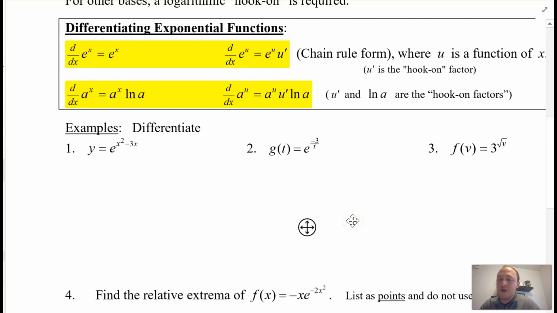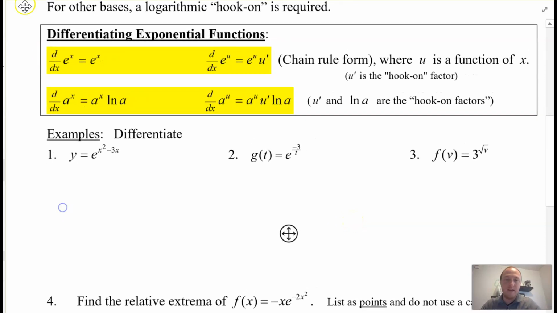But we also have the chain rule with e to the x. If the power is a function of x, then you have to multiply by the derivative. So be careful, we have the chain rule, so we'll look at those. And if we have different bases as our exponential function, then our hook-on factor is the natural log of that base, or ln of a, if a is our base. And again, if our exponent is a function of x, if there's more to it than just x, then we have to again multiply by the derivative of that power.